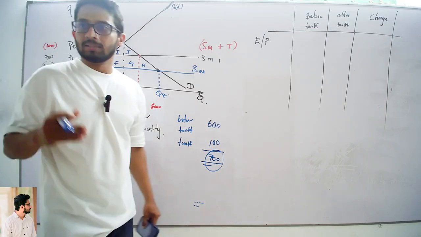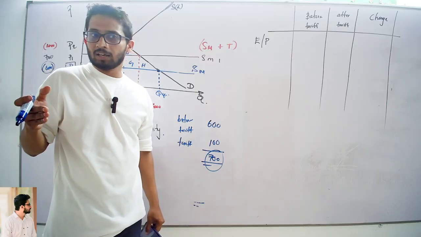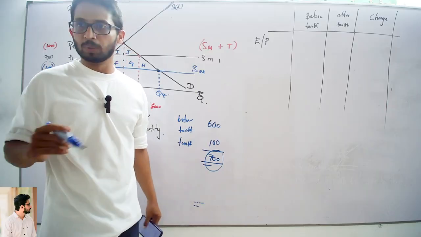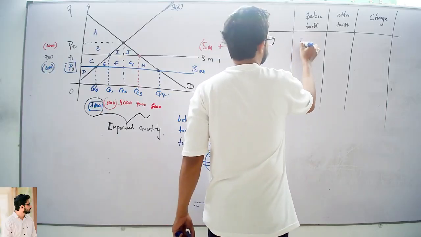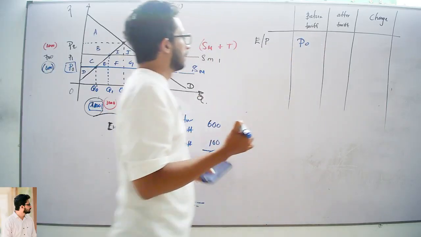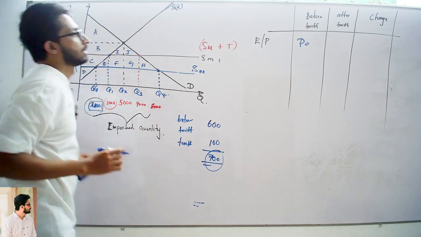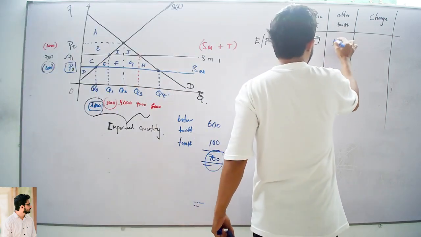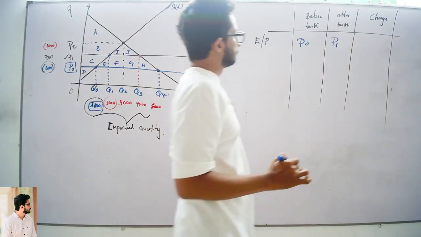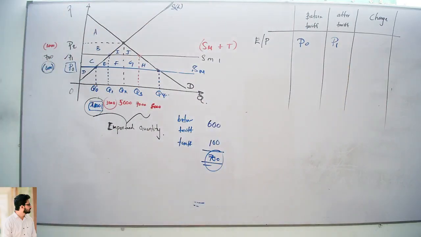P0. This is the price that is actually paid by consumers. Kunara, tell me, after the tariff, what is the equilibrium price? At which price is one unit being sold? P1, very good. After the tariff, the equilibrium price is P1. Shall we complete change as well?